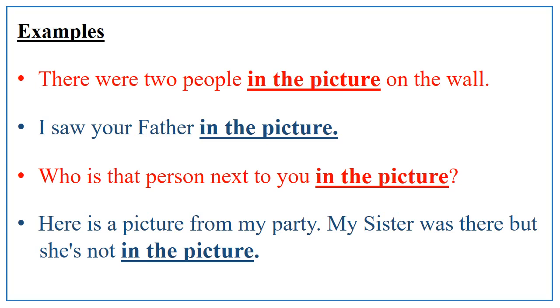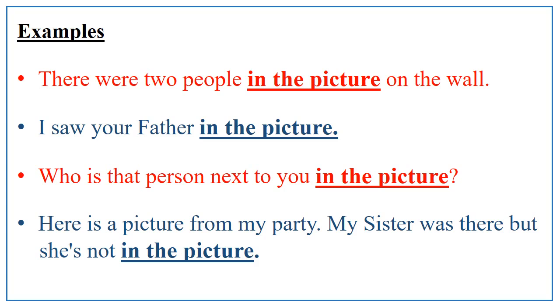Let me give you some examples. There were two people in the picture on the wall, which means two people are pictured, or it is a picture of two people. Again, there were two people in the picture on the wall. I saw your father in the picture, which means it is a picture of your father. Again, I saw your father in the picture.